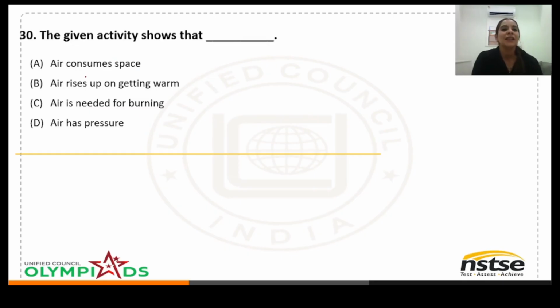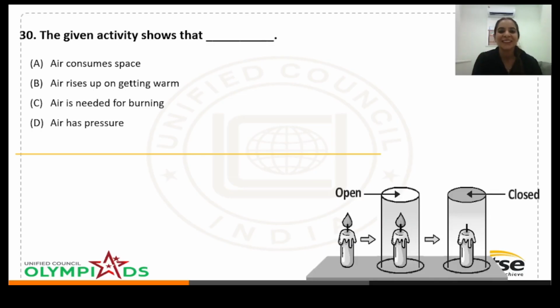Okay, the next question says, the given activity shows that, here is the activity. You can see a burning candle. We have placed it in a jar and the jar is open, and the candle keeps on glowing. Then we cover the top of the jar with the lid, which means the jar becomes closed. And after some time we see that the candle stops glowing, right? That means the candle stops burning.